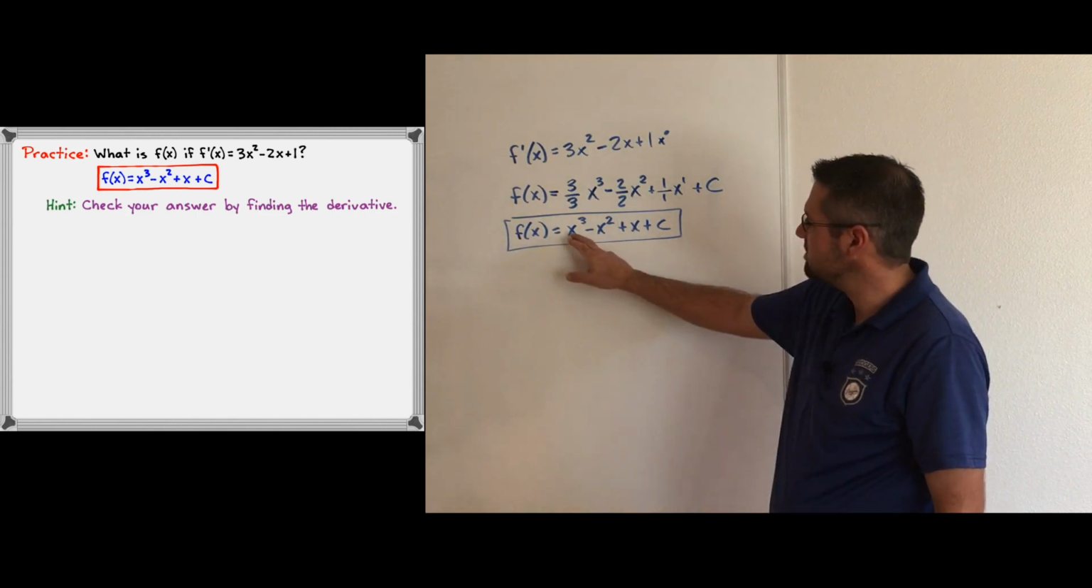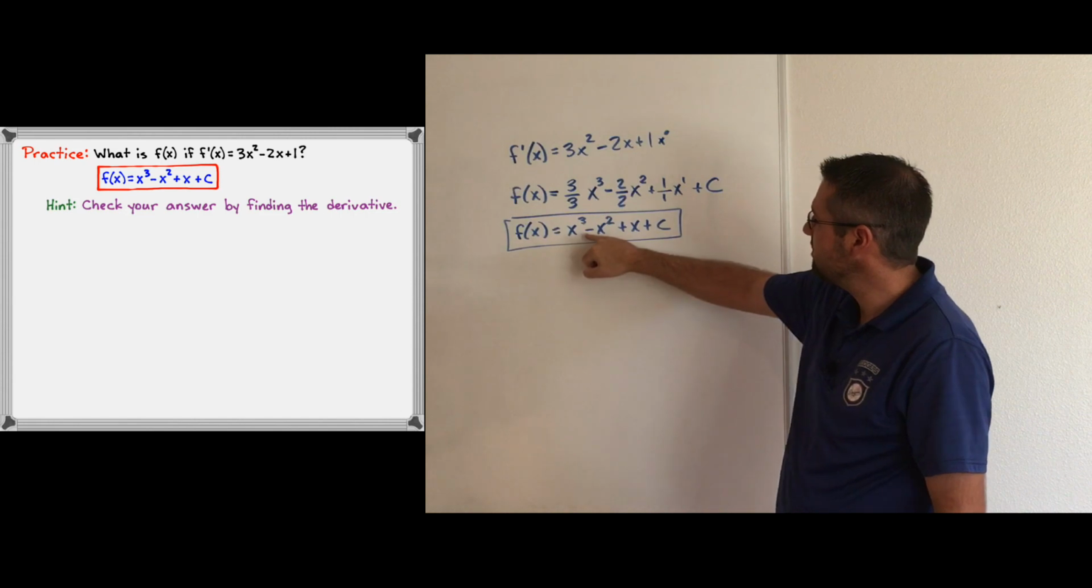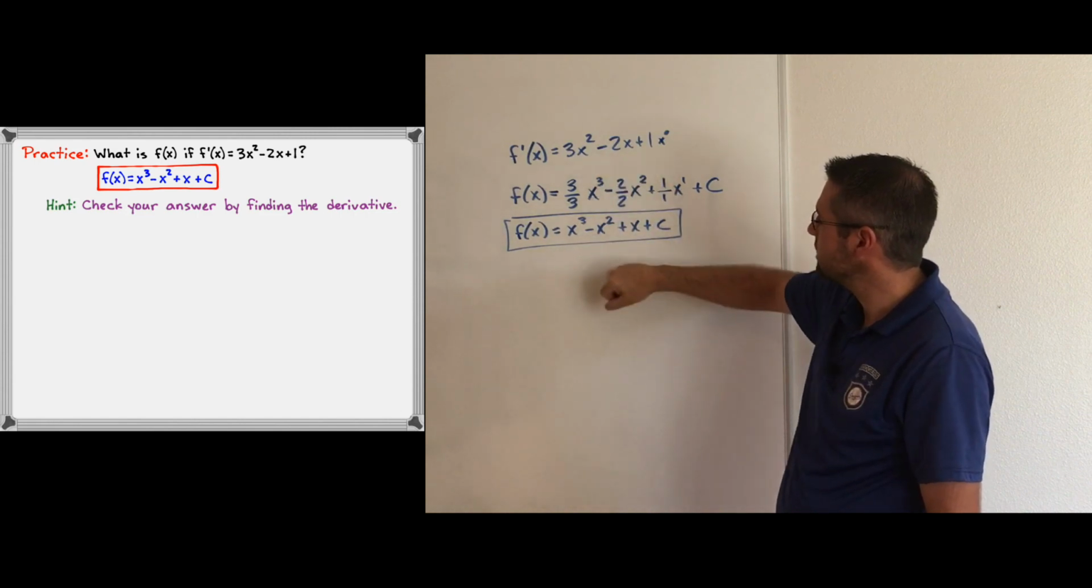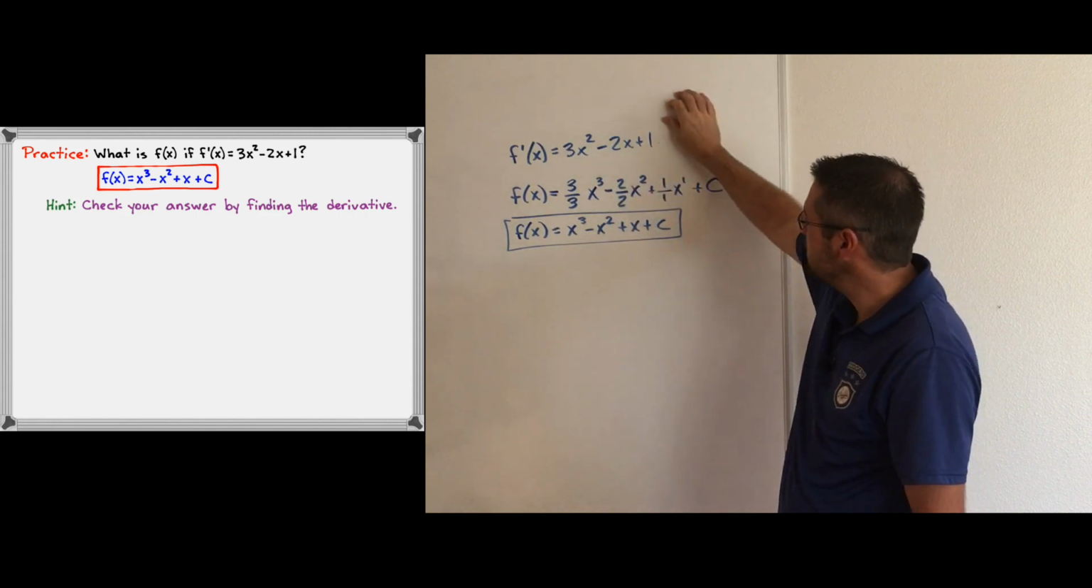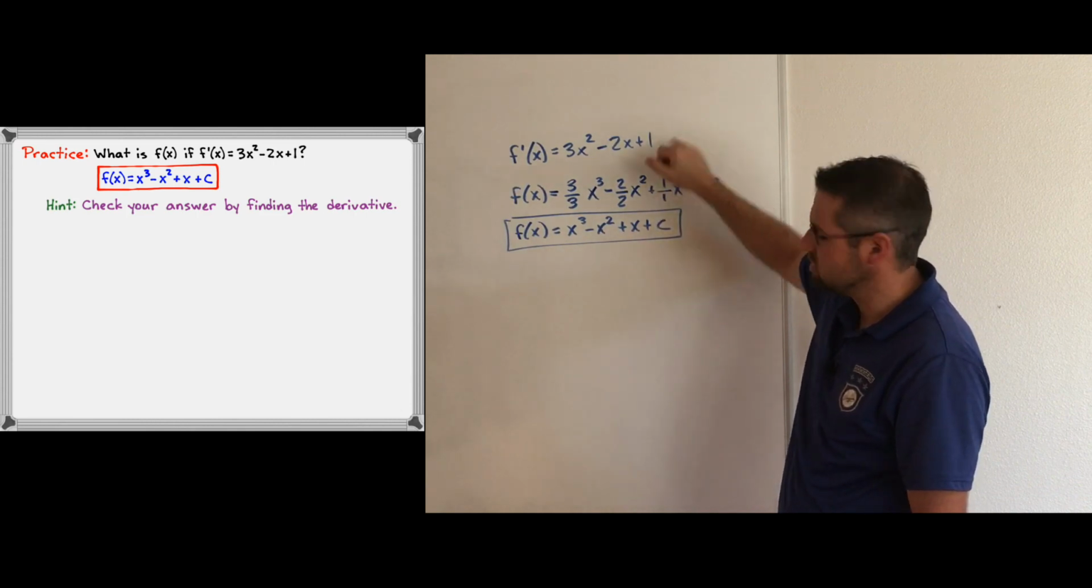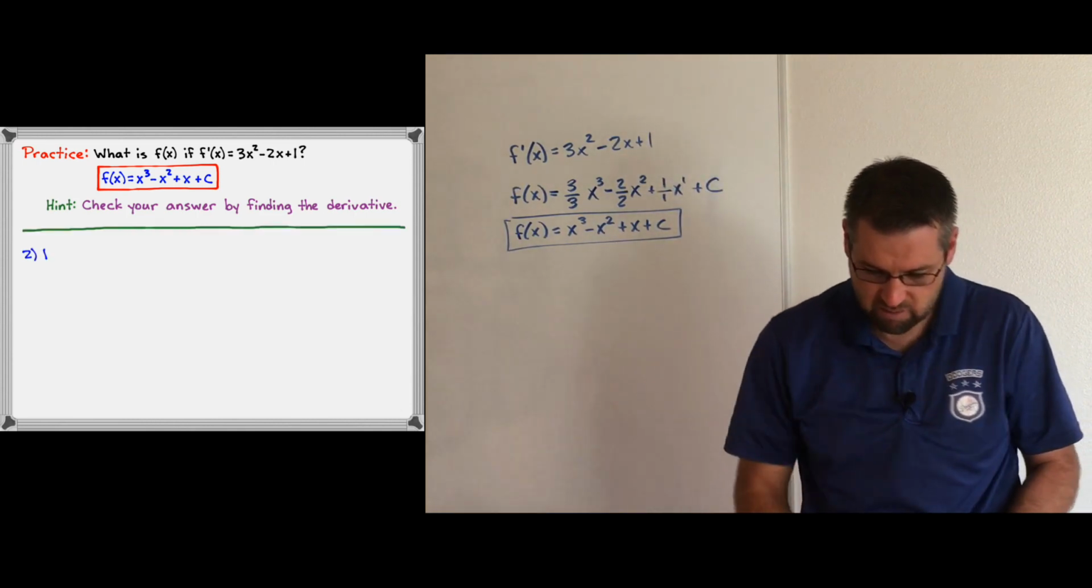So taking the derivative of this, x cubed would be 3x squared. The derivative of negative x squared is negative 2x. The derivative of x is 1. And then the derivative of this constant is going to be 0. So we did take the antiderivative correctly.